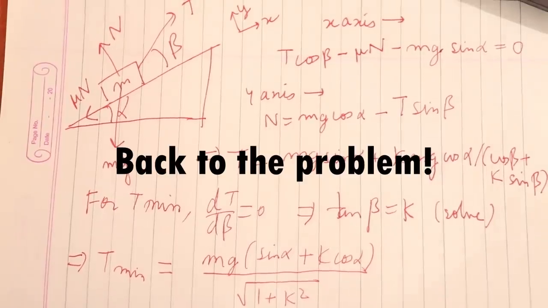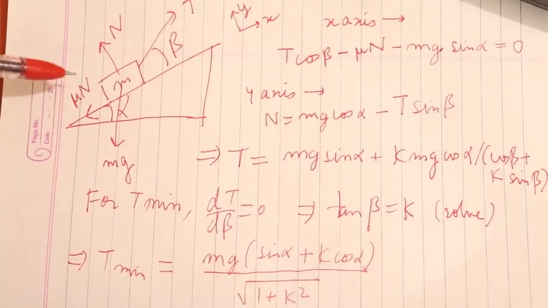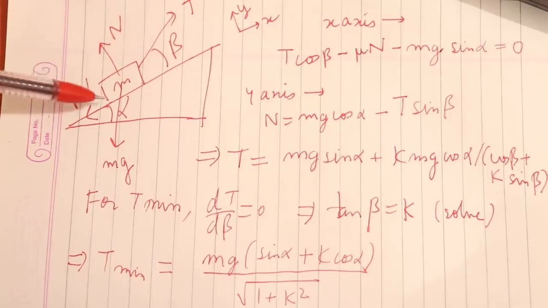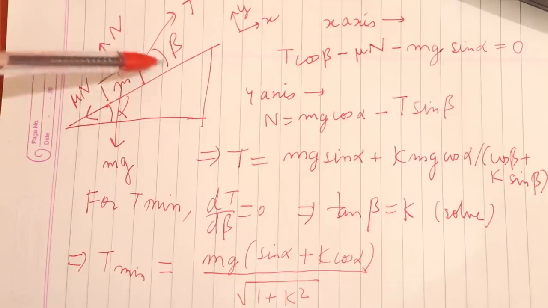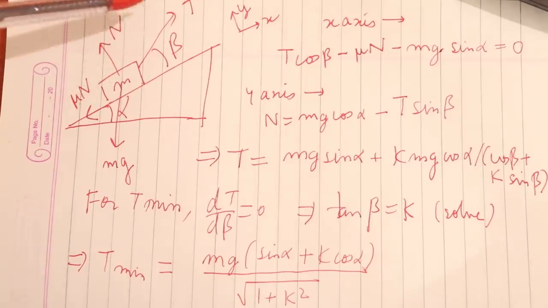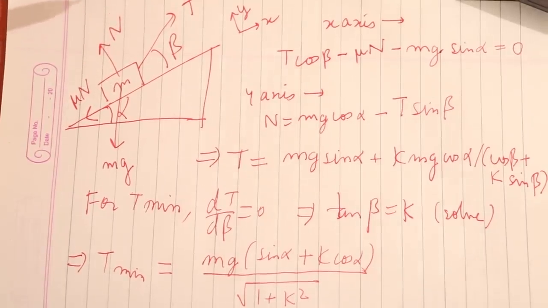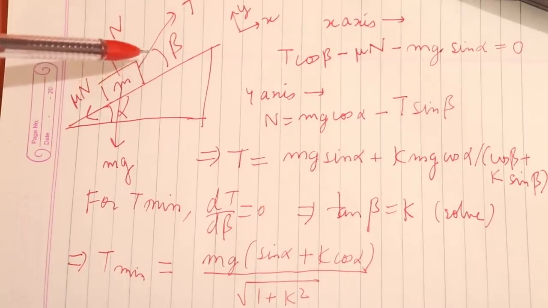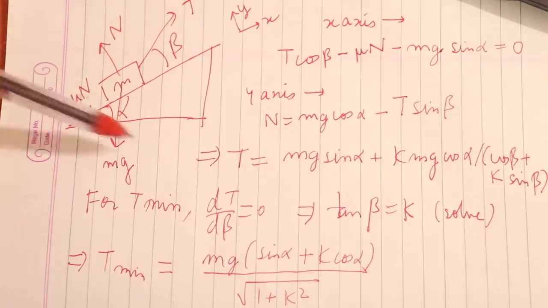So if you look at the problem, it involves a block which is placed on an inclined plane and is being pulled at an angle beta by a thread, and the angles are given to be alpha and beta, as you can see in the figure, and the block has a mass m. So we are supposed to find out the minimum amount of tension which should be present in the thread, and for that we need to find the value of beta which is optimal. Okay, and everything is at rest here.